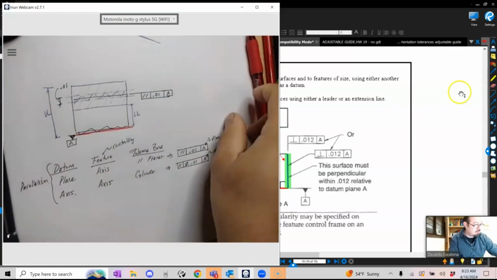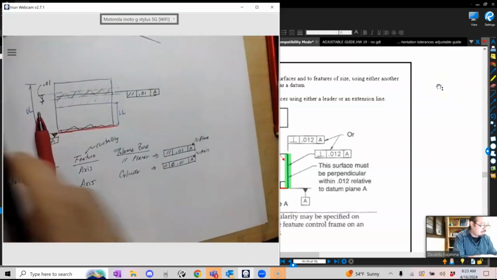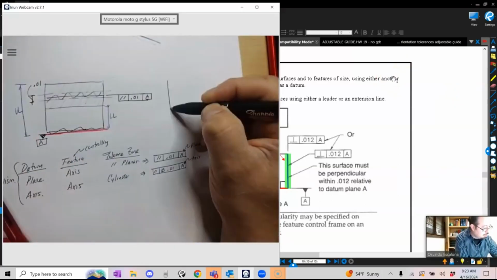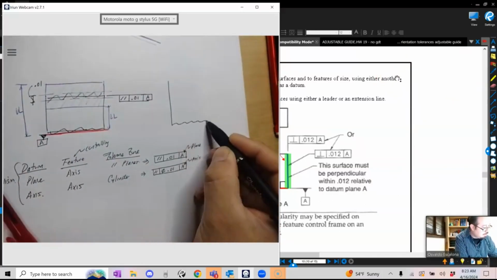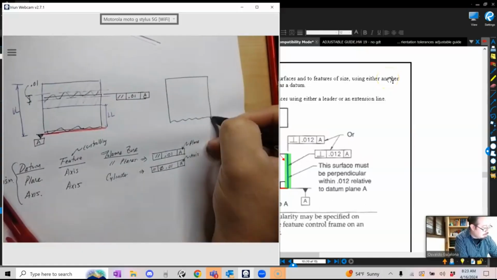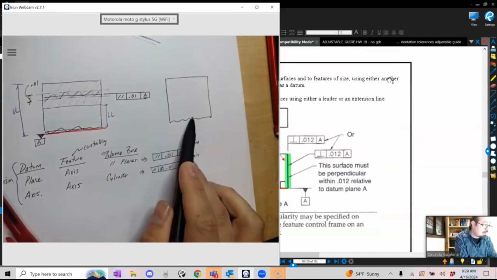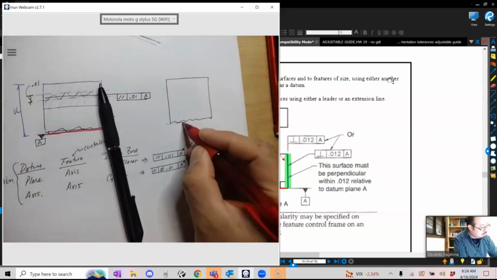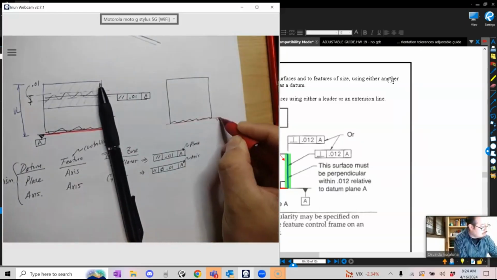So now let's do something else. Let's say that now I want to make it perpendicular. So if I want to do perpendicular, I will have my shape, and I have a part like this. And let's say that I want to make this face perpendicular to that one, right? But I cannot make perpendicular to imperfection. I have to make perpendicular to theoretically perfect, which I want to call this guy datum A.